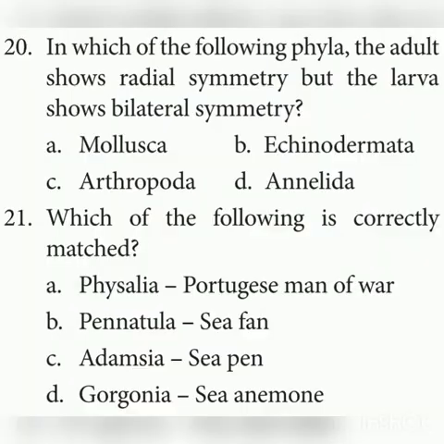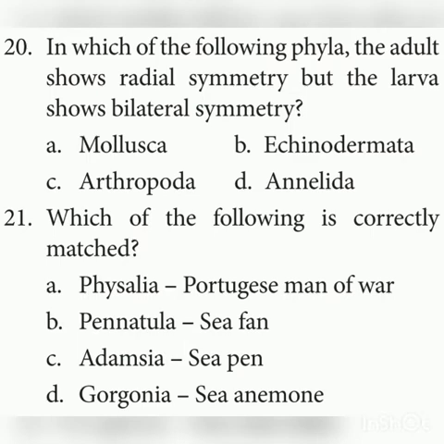20th one, in which of the following phyla does the adult show radial symmetry but the larva shows bilateral symmetry? Adult shows radial whereas the larva shows bilateral symmetry is found in Echinodermata. 21st question, which of the following is correctly matched? Physalia, Portuguese man of war.